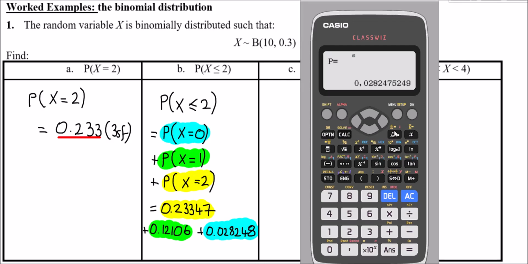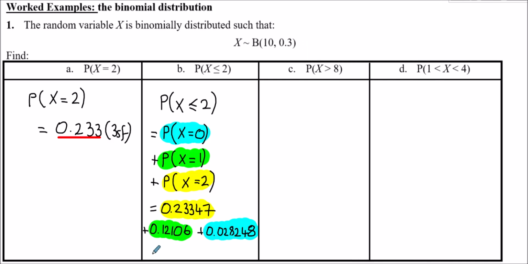So if we do that, go back to normal mode on your calculator. So menu 1, 0.23347 plus 0.12106, then plus 0.028248, press equals, and round it to 3 significant figures. We get 0.383. And that's correct to 3 significant figures.